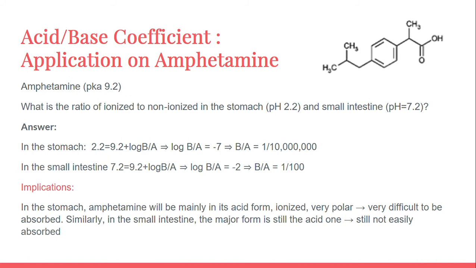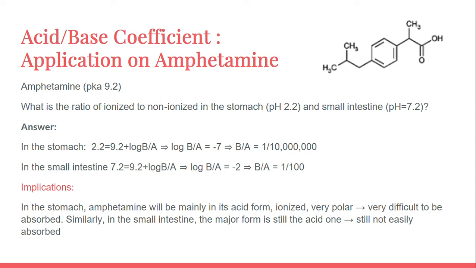Another application, this time for amphetamine. If we look at the calculation, in the stomach the ratio is 1 in 10 million, and in the small intestine it's 1 in 100. For implications, this means that in the stomach, amphetamine will be mainly in its acid, ionized, very polar form, so it's going to be a very difficult drug to absorb, 1 in 10 million. Similarly, in the small intestine, the major form remains the acidic form, and so amphetamine is still not very easily absorbed in the small intestine.